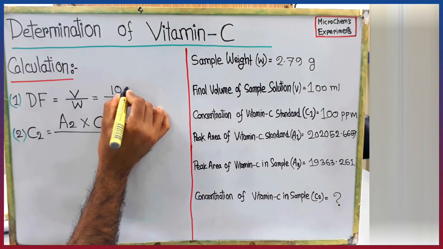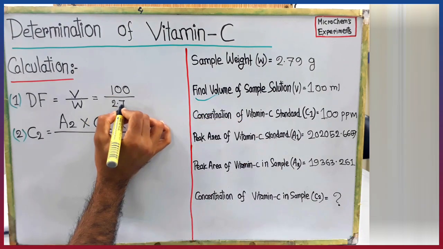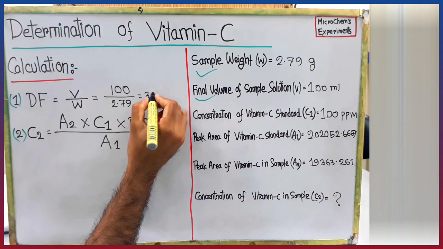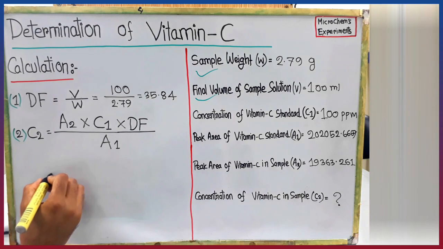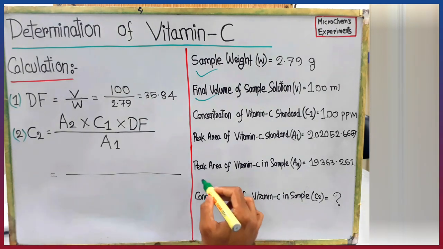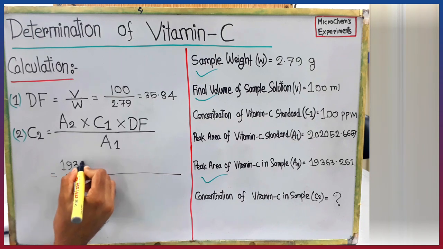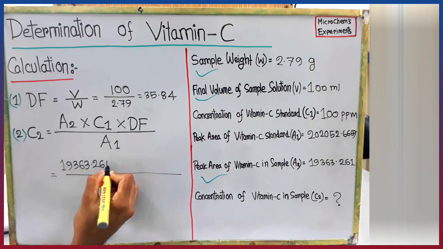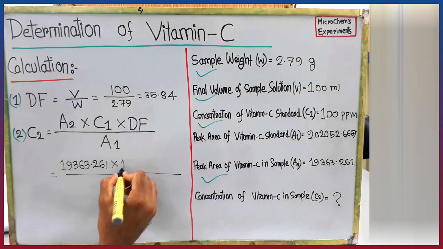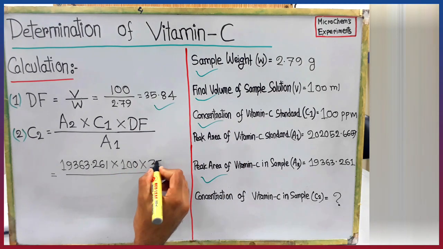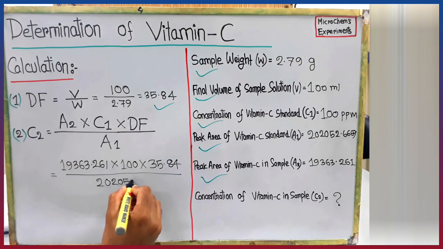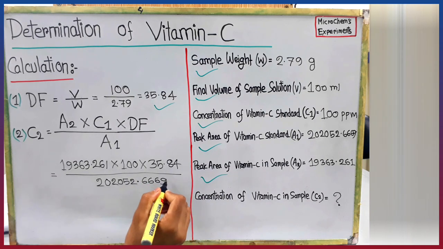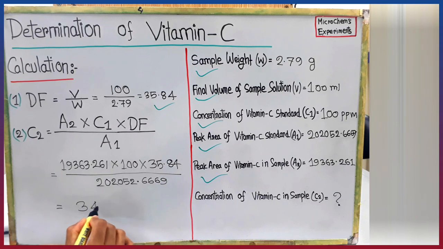Let's calculate the dilution factor by solving the equation 1. Now solve the equation 2 for the determination of vitamin C concentration in our tested sample. By solving the equation 2, we got the vitamin C of our tested sample is 343.46 ppm.